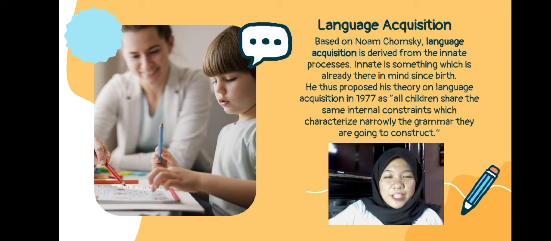Next, I'll give you the explanation about language acquisition. Based on Noam Chomsky, language acquisition is derived from innate processes. Innate is something which is already there in mind since birth. He thus proposed his theory on language acquisition in 1977, as all children share the same internal constraints which characterize narrowly the grammar they are going to construct.